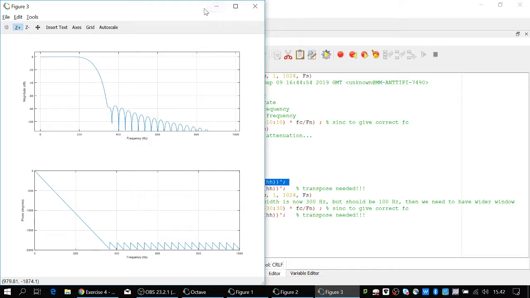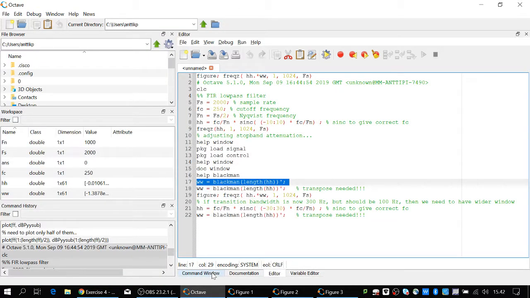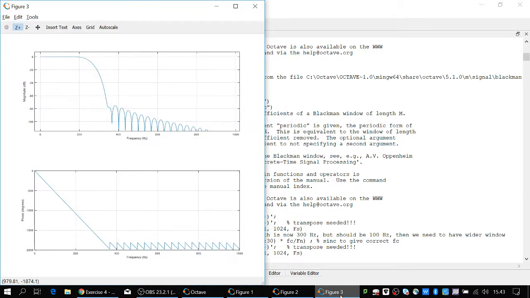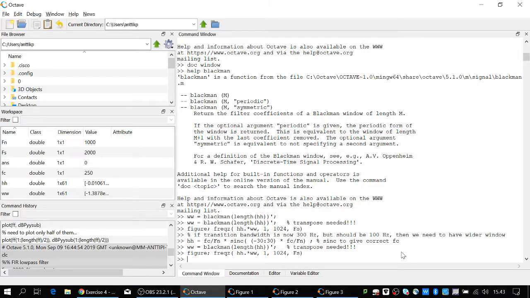Okay, so the next step would be to actually do some magic and transform this one into, for example, a bandpass filter. So modulate, for example, this one, so that the center frequency would be, for example, 400 Hertz. Does it work? Yes, it does. Okay, let's try that one. So modulate to get a bandpass filter around 400 Hertz.